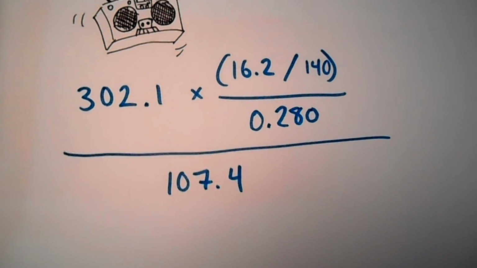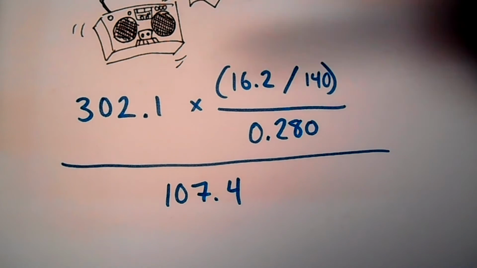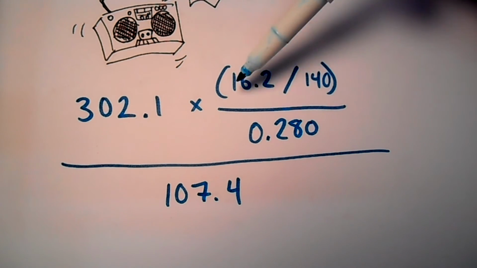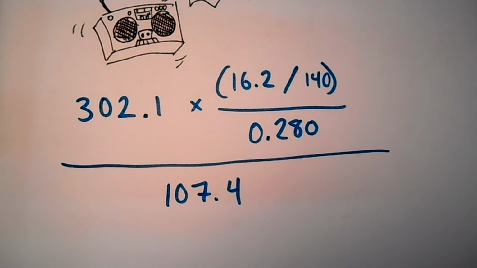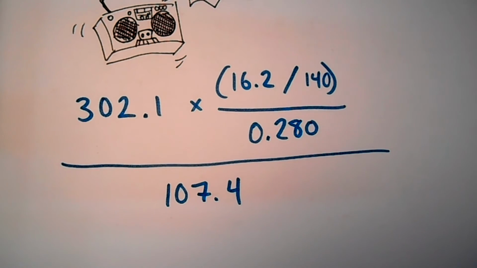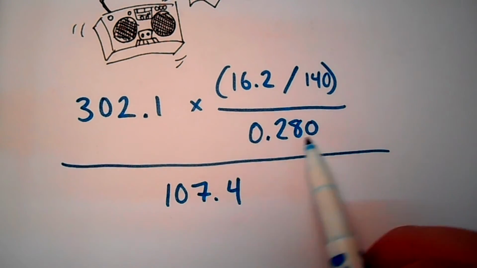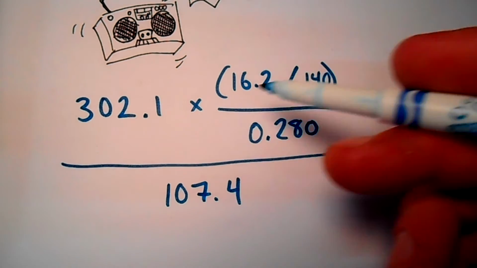Quiz time! Okay, so everything in here is multiplication and division. 302.1 times this ratio here, which in the numerator position has its own ratio. And then in the denominator, it's got 0.280. And then all of this is actually the numerator for the total problem, which gets divided by 107.4.